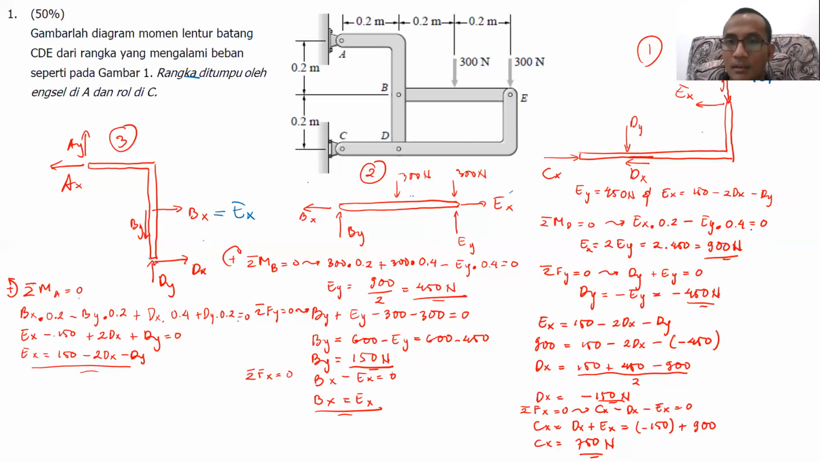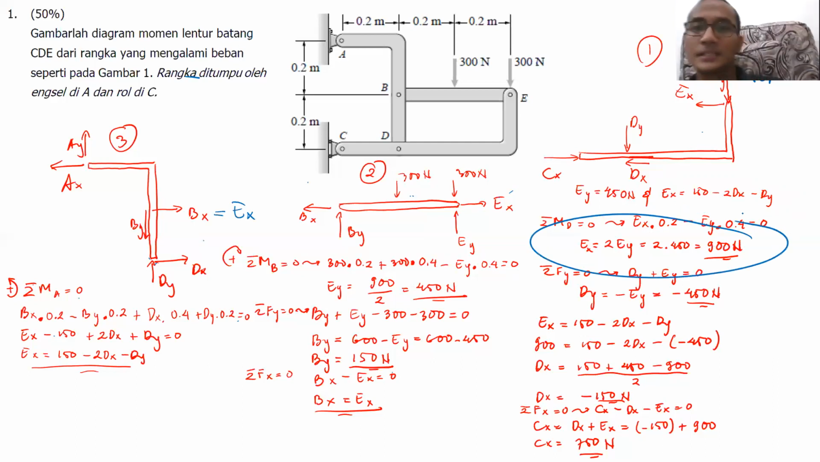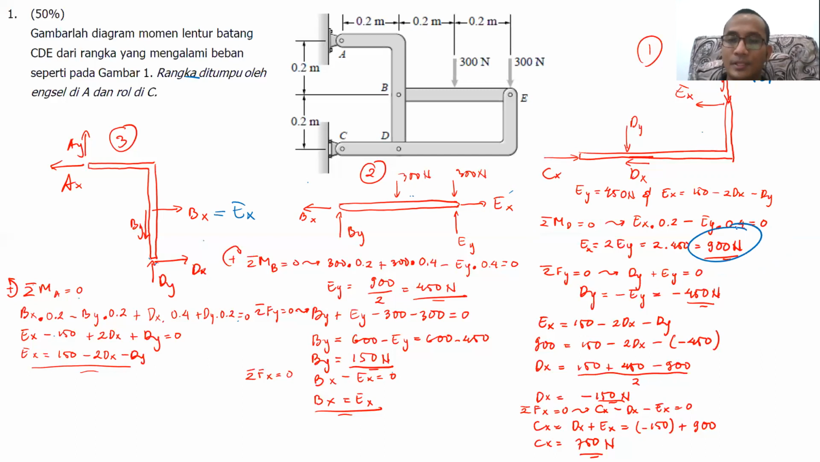Okay, and by doing so, I will get that the value of Ex will be 2 Ey, where Ey is 450 Newtons. So the value of Ex will be 900 Newtons. This is the value of Ex. Okay, now we are just left with these three unknowns, Dx, Dy, and Cx. Okay, then because I already found out Ex is equal to 900 Newton, I can try to calculate Dx by using sigma Fx equal to 0.